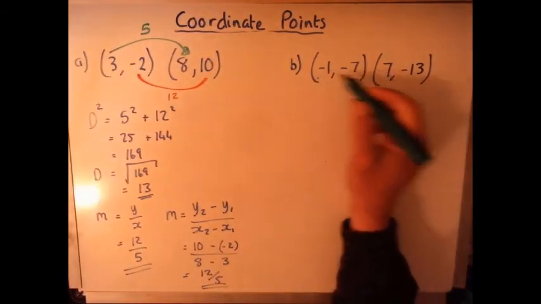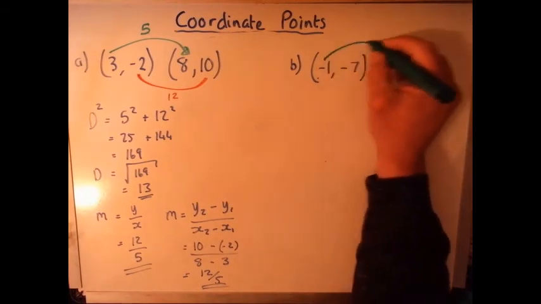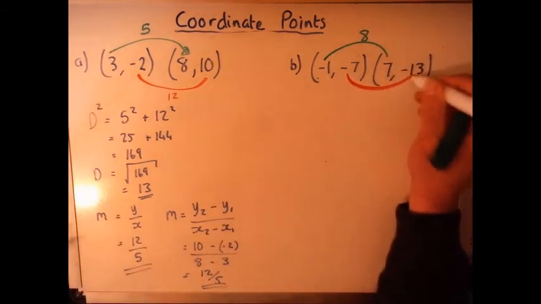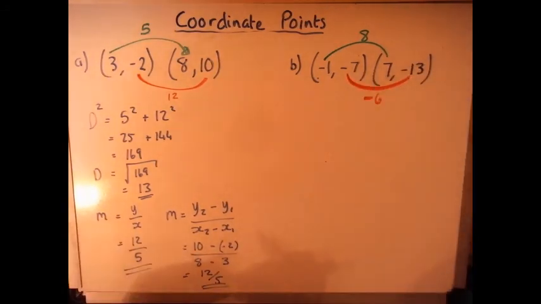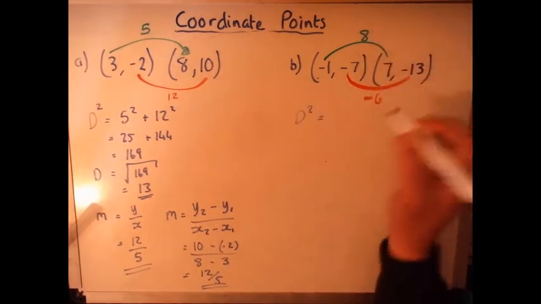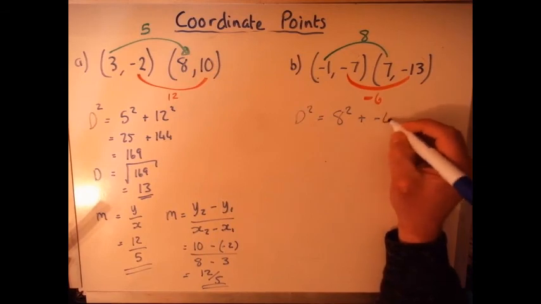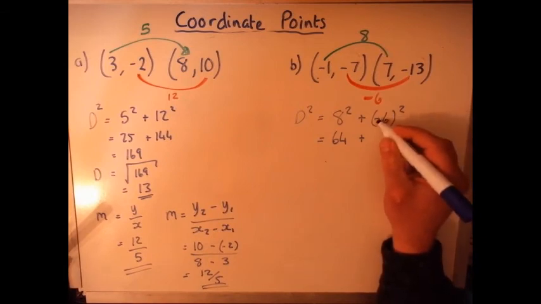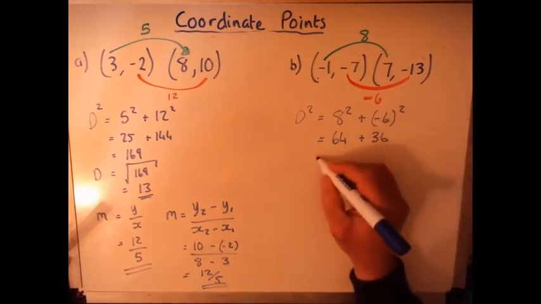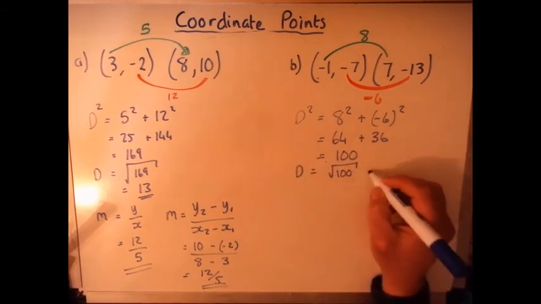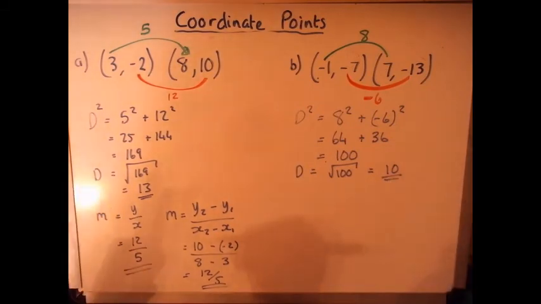Find the difference between the x values going from -1 to 7. That's a change of 8. And going from -7 to -13, that's a change of -6. And it's quite important you pick up that negative change. So now for the distance, it's these two values squared and added together. I get 64, I get 36 here, because negative times a negative just ends up being positive. So we get 100, and then to find d, I'm going to square root that, and I get 10.